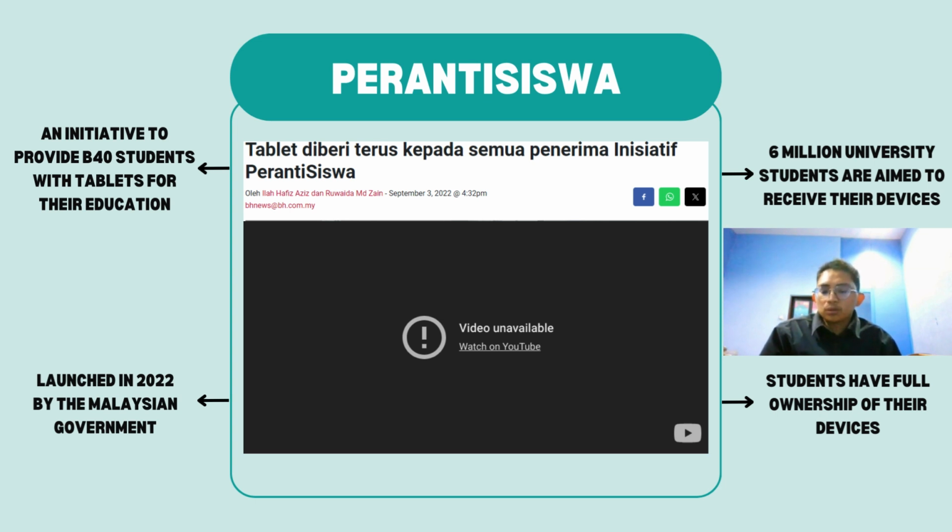Basically, you don't have to return it to the government after a specific time of learning or after you have graduated. And in my opinion, that is very good because the tablets are not high-level flagship tablets, and the devices given by the Malaysian government are just sufficient for the students to help their learning and enhance their learning experience.